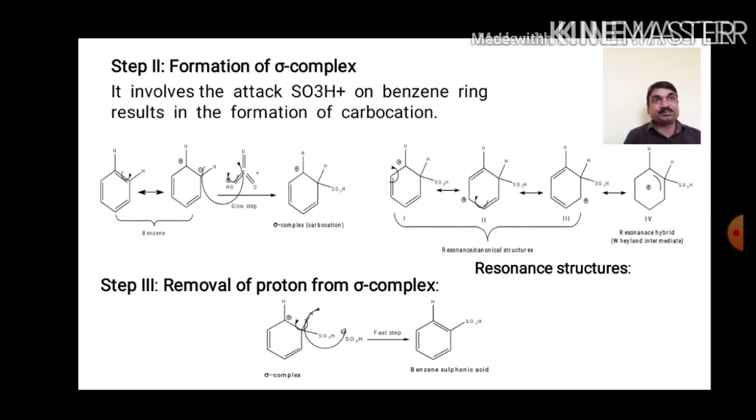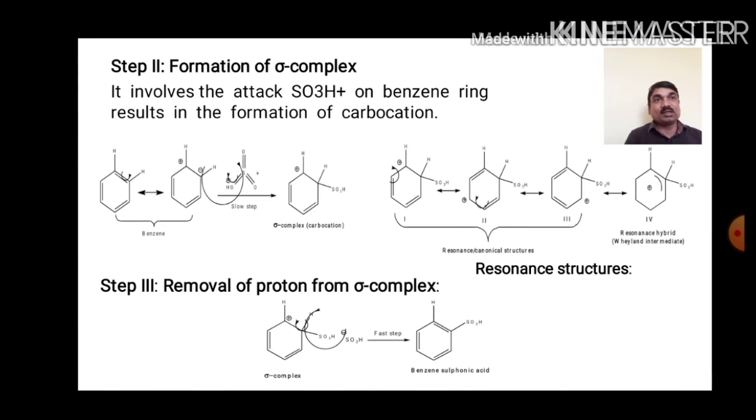Now the third step, removal of proton from the sigma complex. The sigma complex undergoes a rapid proton loss called deprotonation by HSO4-, which acts as a base and forms benzene sulfonic acid and restores the aromatic character of the molecule. So this last step is a fast step and it gets converted into the product, that is benzene sulfonic acid. This is the second example, sulfonation reaction, which comes under the aromatic electrophilic substitution reactions.